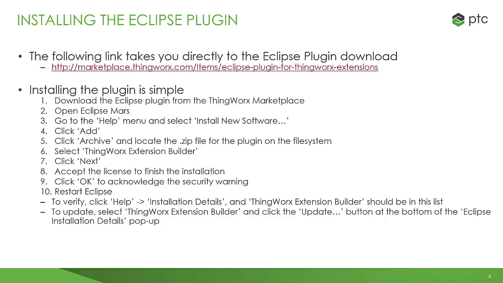You can also verify that the installation worked by clicking the Help menu and Installation Details. You should then see the ThingWorx Extension Builder in the list of installed plugins. Updates are always being released, so the option to update is simple as well. You will see an Update button at the bottom of the same verification dialog. Just click on the ThingWorx Extension Builder line item and then click the Update button to proceed.